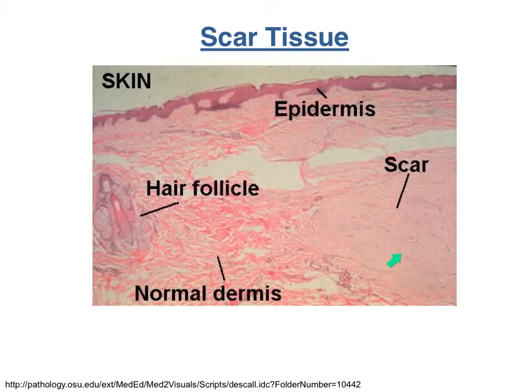Scar tissue is very densely packed with collagen fibers, but if there's no epithelium in there, it can't reform hair follicles, it can't reform sweat glands, can't reform sebaceous glands. It's not functional in the same way that normal skin is. It's also just not nearly as flexible. So if you have extensive scar tissue, particularly over a joint, it can actually limit mobility at that joint.